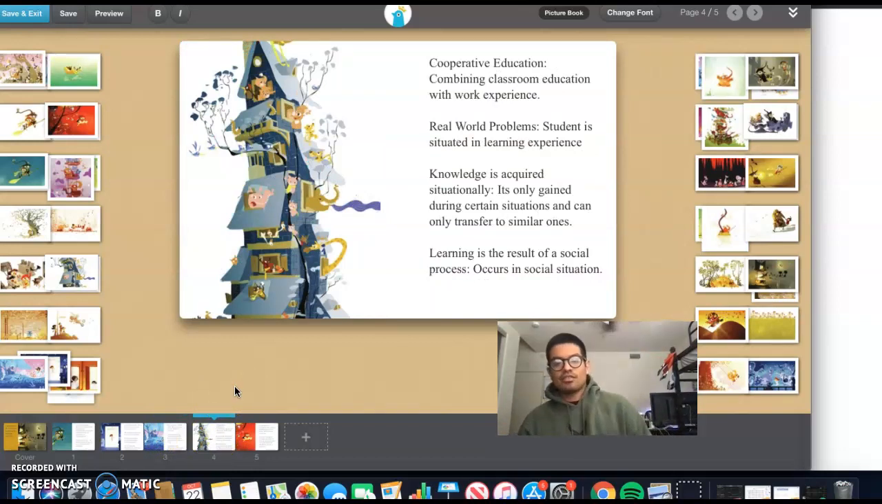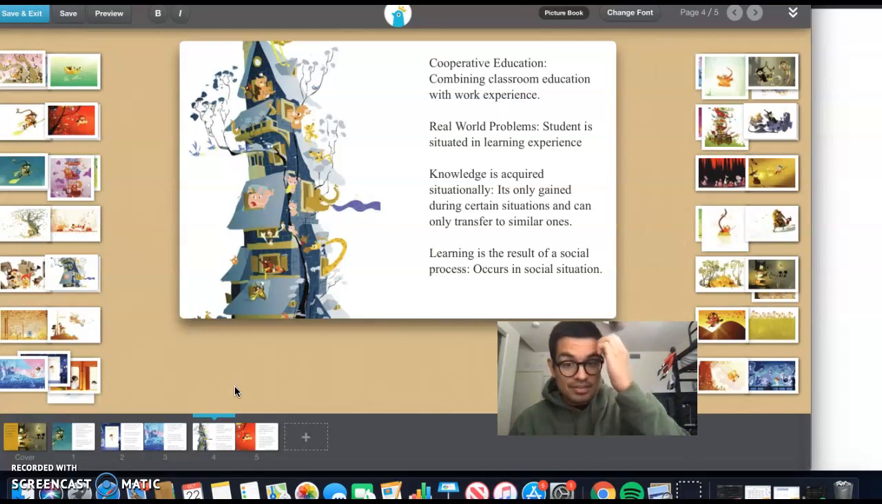Cooperative education. Cooperative education is combining classroom education with work experience, real world, such as you're learning on the job as well. You're learning through your internship, you're learning through your classroom time. Real world problems, basically a student is situated in a learning experience, such as they are learning through their situations, they are learning through their issues, and just personal time, such as communication with others, or maybe through relationships or other things of the sort.